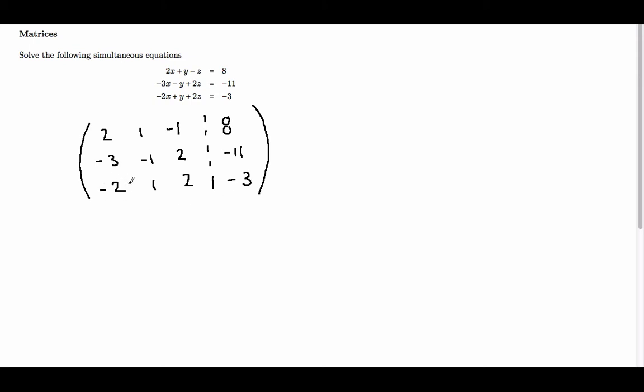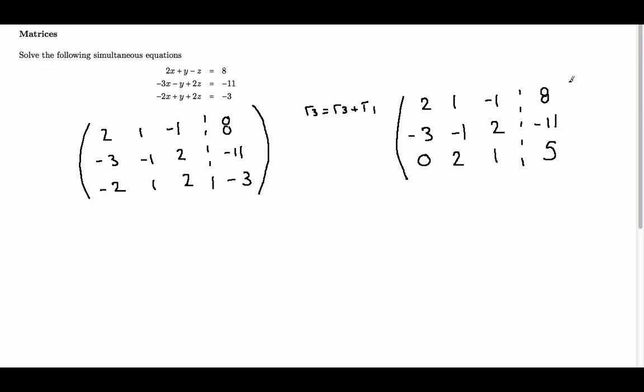So the first thing we want to do is get a 0 here. So to get 0 here, we're going to say let row 3 be equal to row 3 plus row 1. So that gives us 2 plus minus 2, which is 0. It gives us 1 plus 1, which is 2, and 2 plus minus 1, which is 1, and minus 3 plus 8 is 5. Now all the other rows remain exactly the same. So I still have 3, minus 1, 2, and minus 11, and 2, 1, minus 1, and 8.